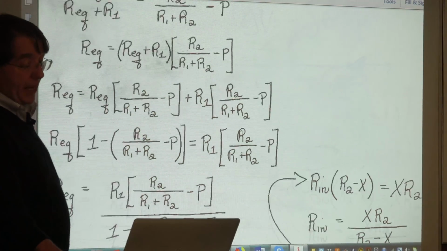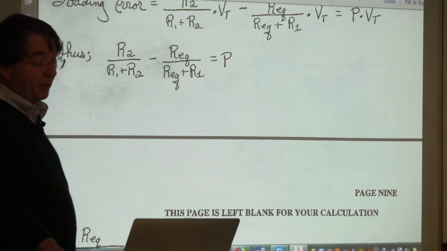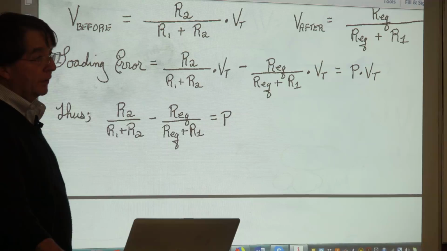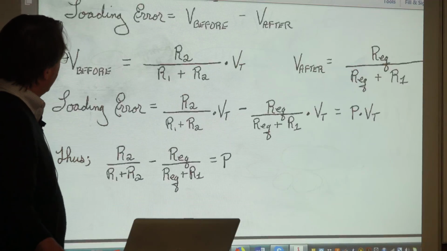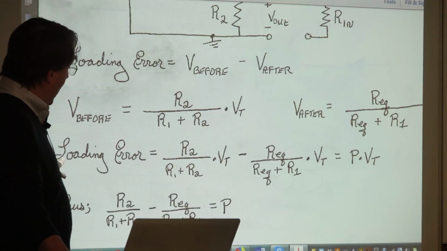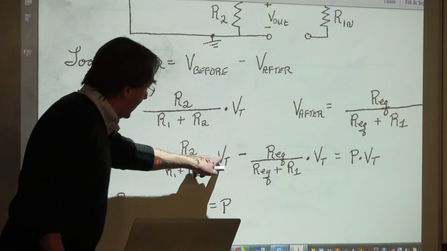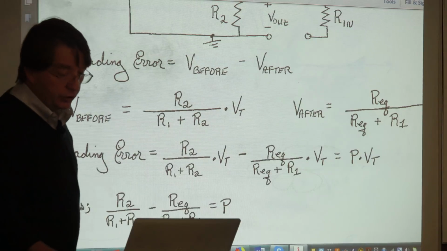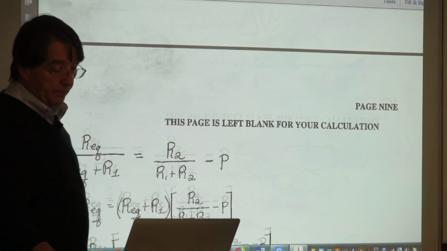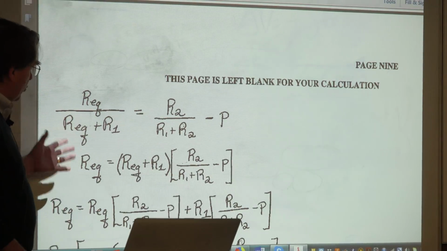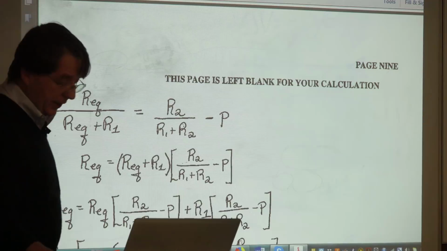There are other exams. Look at my spring exam from last year or the fall from 2017. You'll see a couple other loading problems. The key thing is knowing how to write the loading error. And what I did was you could then cancel the v sub t's in this problem and here. Now I had to solve for R2. And so I just did all the math. I mean, you can follow all of this.